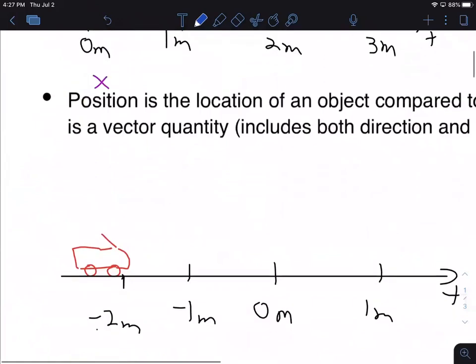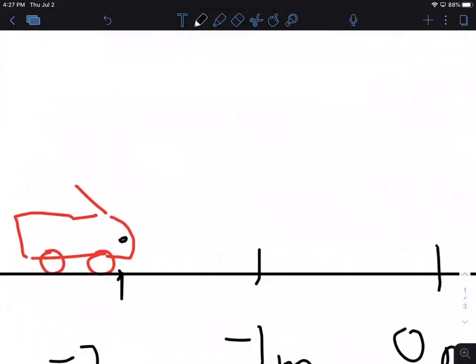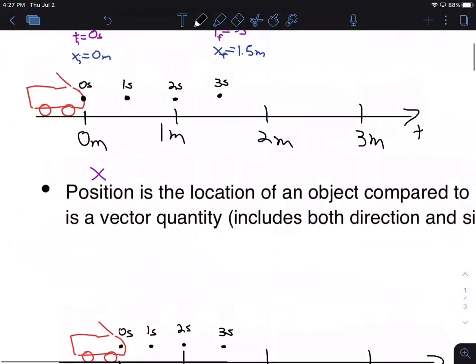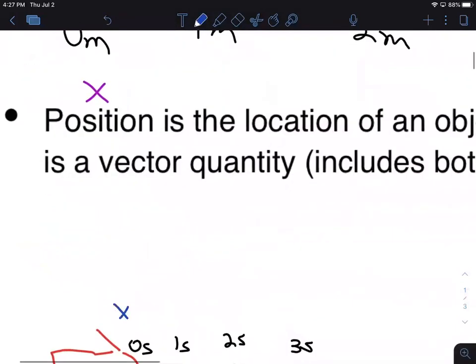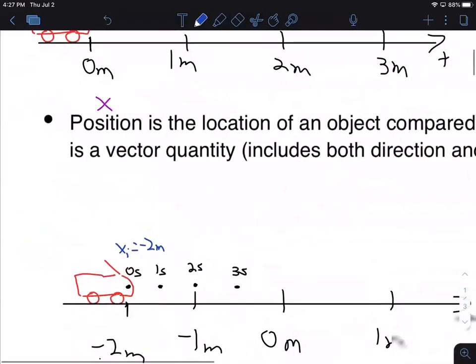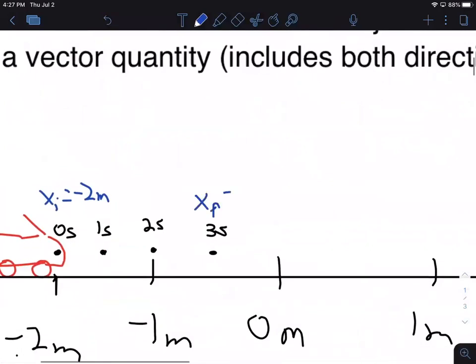We could do the same thing here. Let's say it's the same buggy doing the same motion. So at 0 seconds, it's here. 1 second, 2 seconds, 3 seconds. And we'll notice we get different position values here, right? At t equals 0 seconds, my initial time, my buggy is at -2 meters. And then at 3 seconds, my final spot, my buggy is at -0.5 meters.